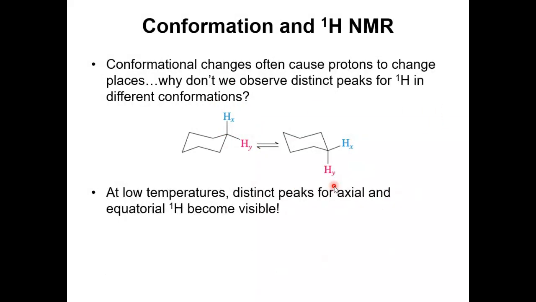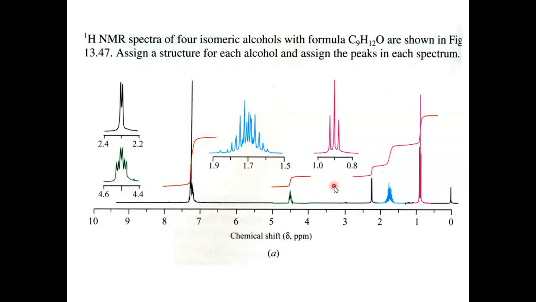But if your instrument is equipped with physical means to lower the temperature to, let's say, -80 degrees Celsius, then at a lower temperature the ring flipping process becomes much slower. In that case, NMR could actually see distinct axial and equatorial protons. Okay, so this is just about the conformation.